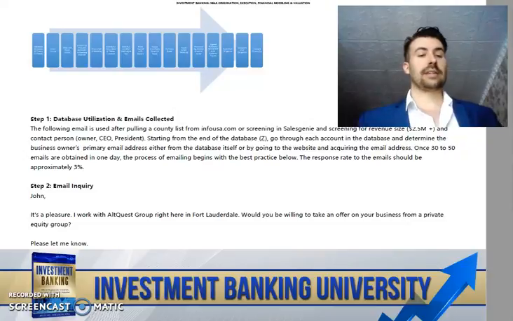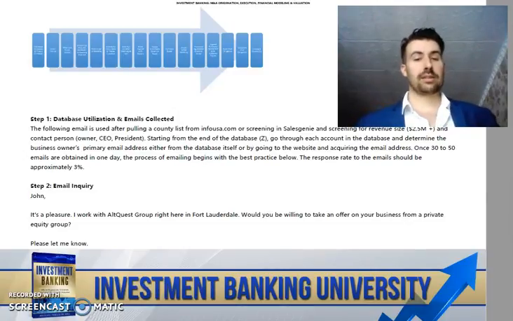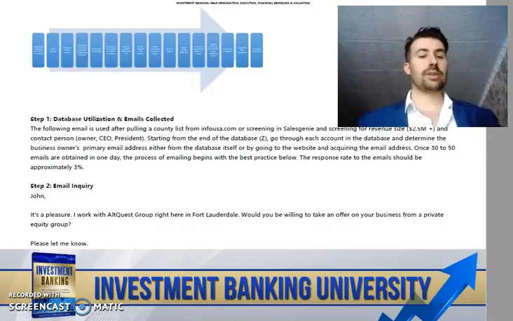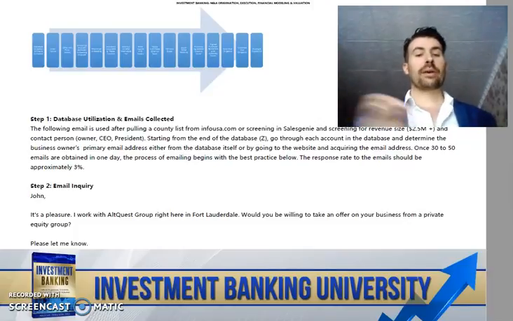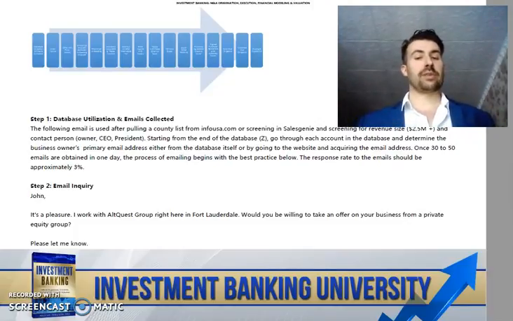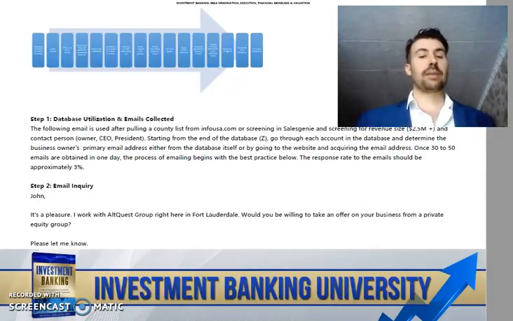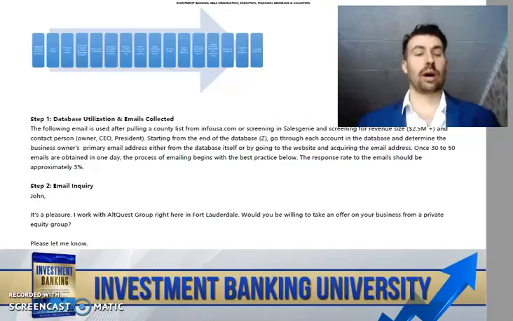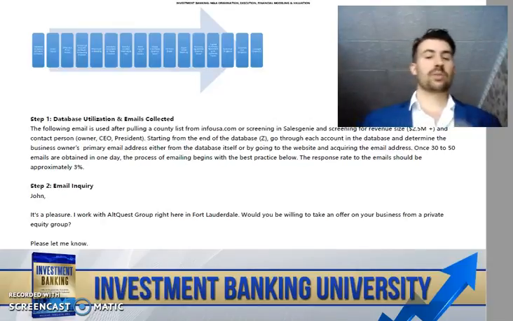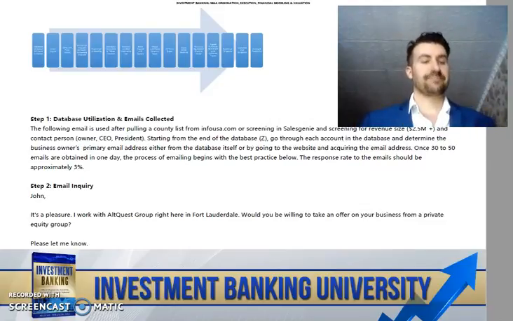And then you're going to get the contact information, their owner, the CEO, or president, starting from the end of the database or the beginning, whatever your method is that you're going to be following, but you've got to stick to it, and then go through each account in the database and determine the business owner's primary email address, either from the database itself or by going to the website and acquiring the email address. Once you have about 30 to 50 emails obtained in one day, the process of emailing begins with the best practice, which is described below. And the response rate to the emails should be right around 3% if you're using our template here.